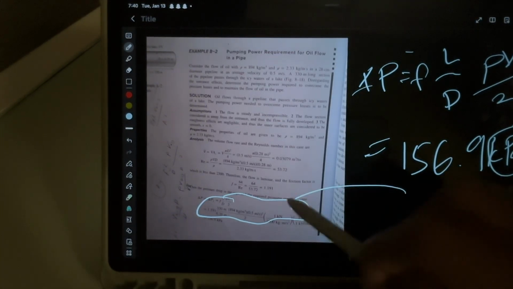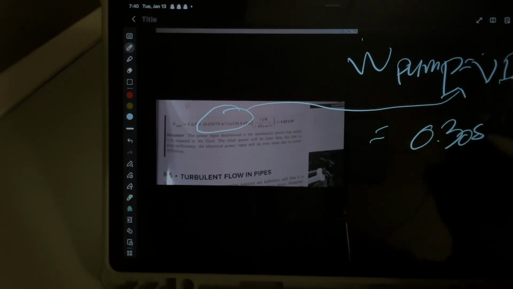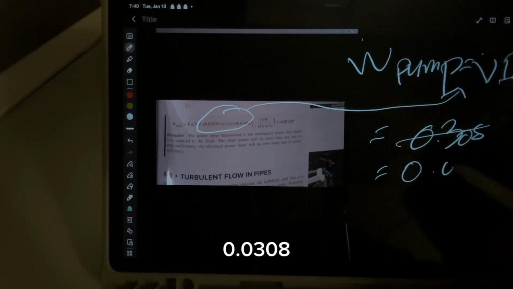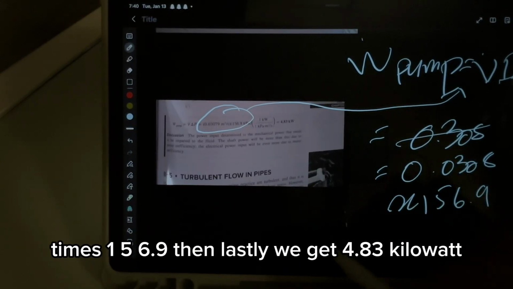How do we get the kilopascal? We convert it. This is the data. We insert it: 0.0308 times 156.9.